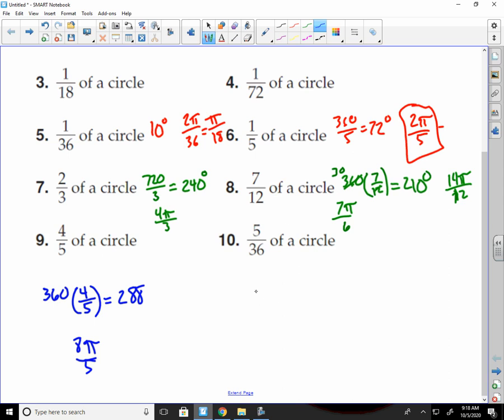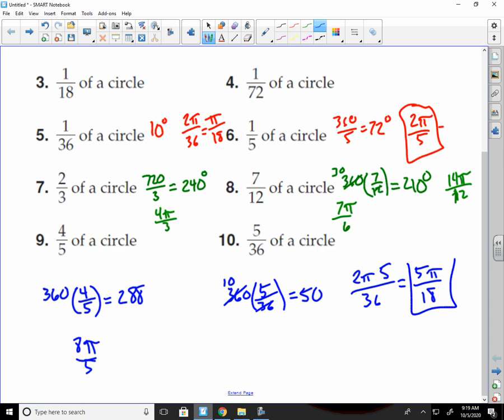Number 10, do 360 times 5 over 36. 36 goes into 360 10 times. This is just 10 times 5, which is 50. I'm going to do 2 pi times 5 over 36. That's 10 pi over 36, which will reduce to 5 pi over 18. Like a boss.